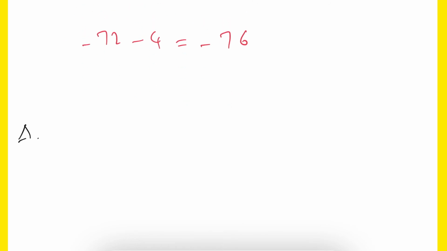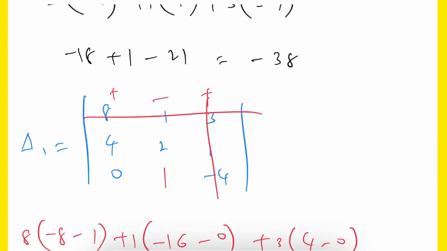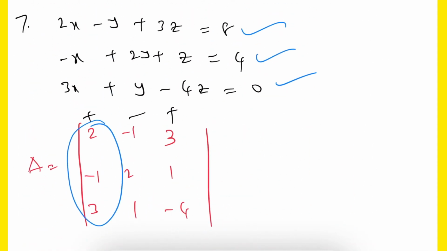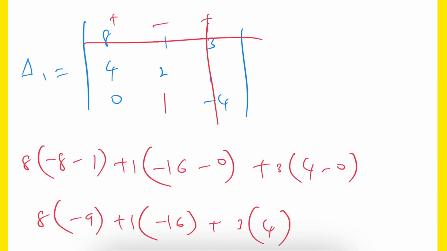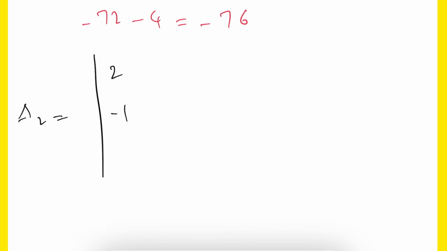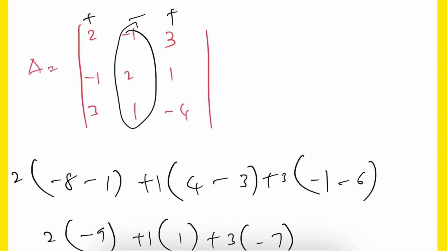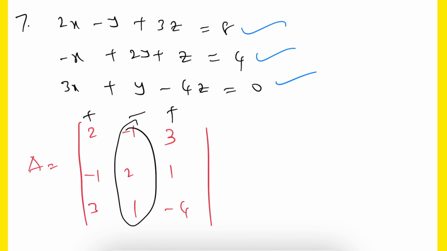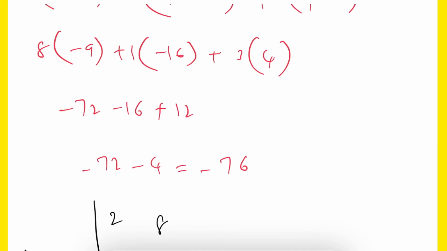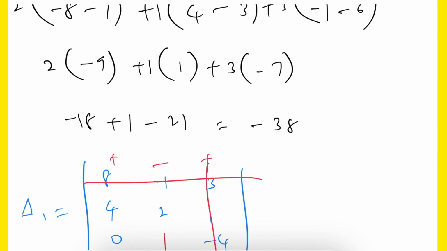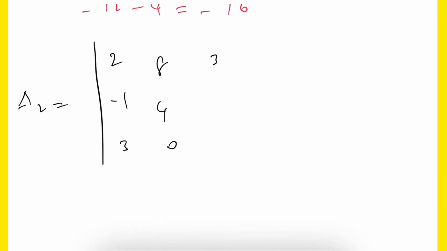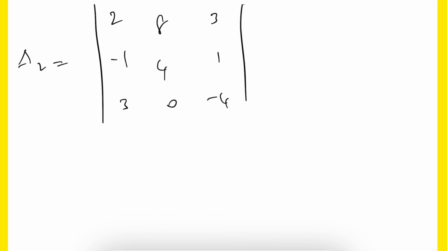Now let us move to delta 2 then. Delta 2 means the second column we need to change or replace. So the first column will be 2 minus 1 3. Now the second column we need to replace with the constants 8 4 0, and the third column will be as it is, 3 1 minus 4. Okay, let us find out the determinant for this.